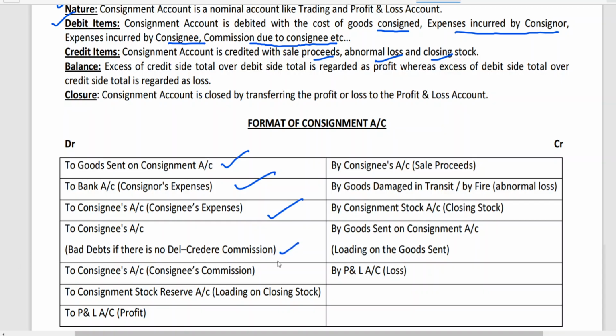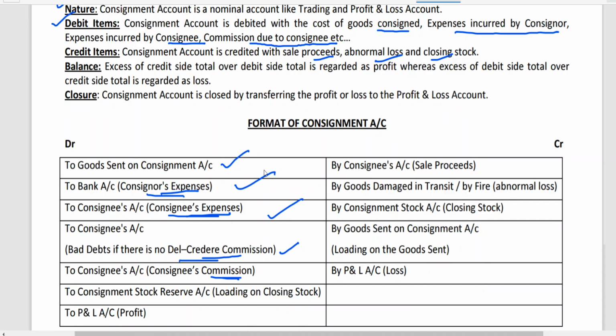We have learned del credere commission entries. We discuss later on. Entries, leave it. Just I am telling you the items, main items. I am only focusing on this. Consignee expenses and commission. Bad debts is not there. This we discuss. If the del credere commission is not paid, bad debts is to be debited to consignment account. We have discussed that consignor has to bear the bad debts when the del credere commission is not paid. If del credere commission is paid, consignee himself has to bear the expenses. So consignee expenses, consignee commission.